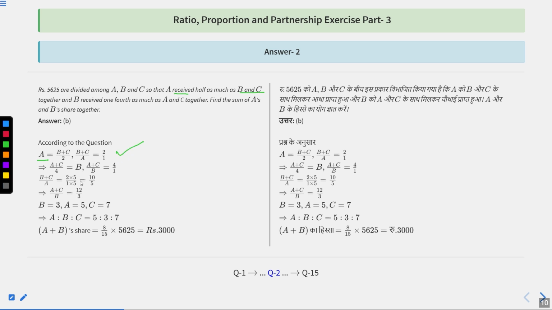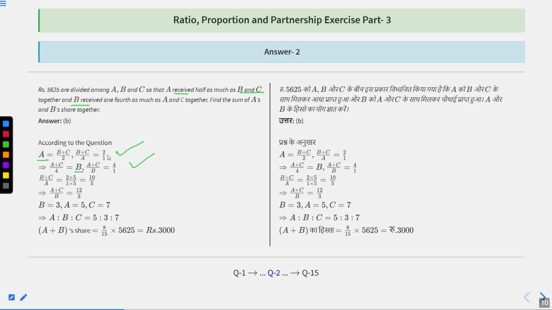We can say that. In the same way, (A plus C) upon 4 equals B. It is given in the question. Clear? B received 1/4 of A and C together. So we can write (A plus C) upon B equals 4 upon 1. Clear? So first thing, the sum of A plus B plus C will always be constant, because all three receive the same amount of money in both the equations. So first we make them equal.